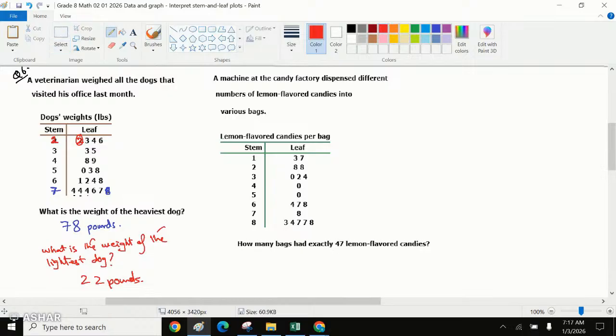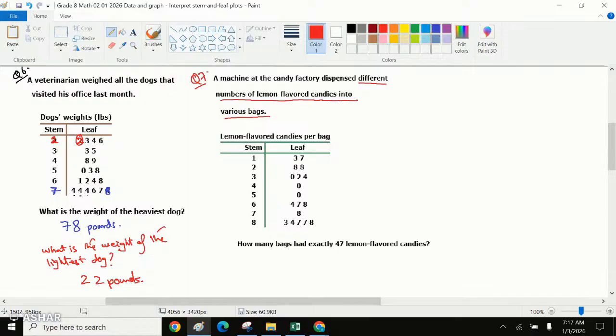This is question number 7, which says a machine at the candy factory dispenses different numbers of lemon flavored candies into the various packs, right? Usually if there's a factory which is packing candies, they usually do it by the weight, but there is a small error sometimes. If there are usually 20 candies, it could be 18, it could be 19, or it could be 22. It could be a small variation, right?